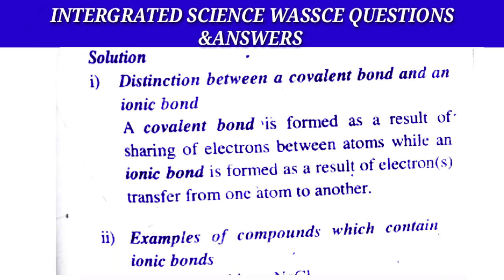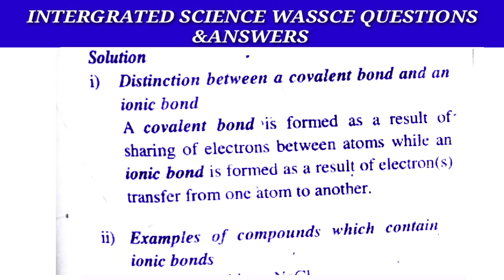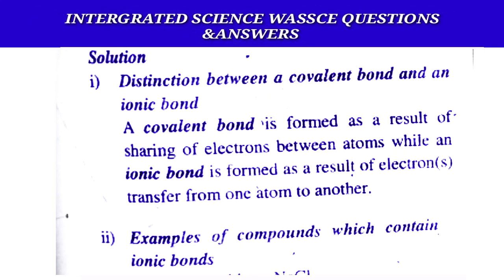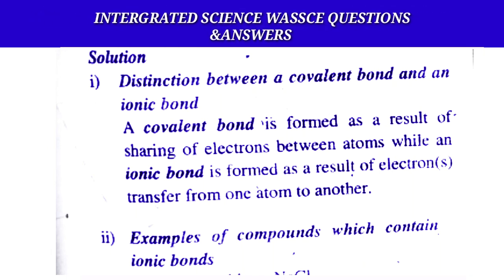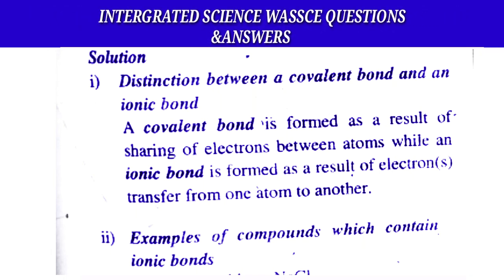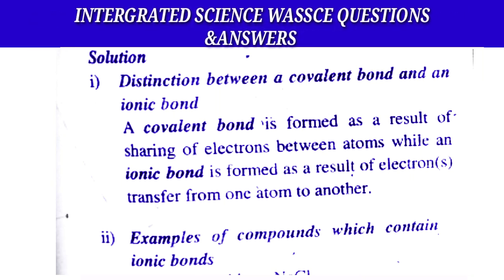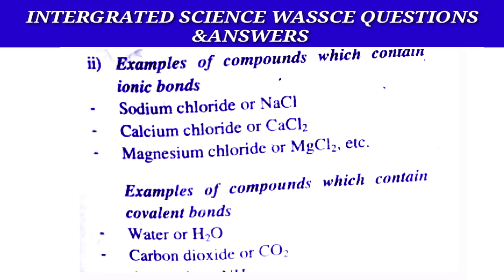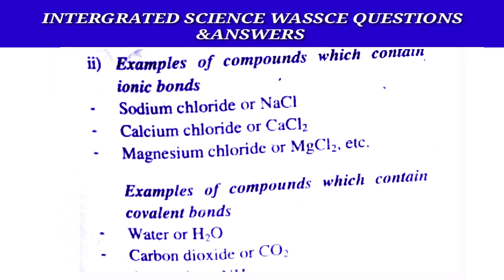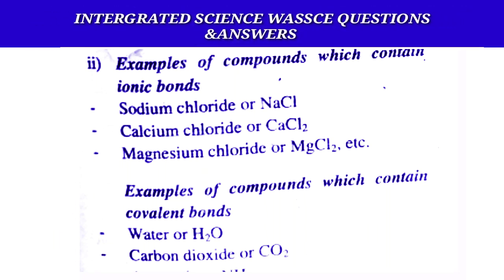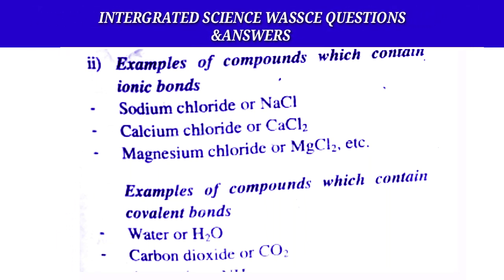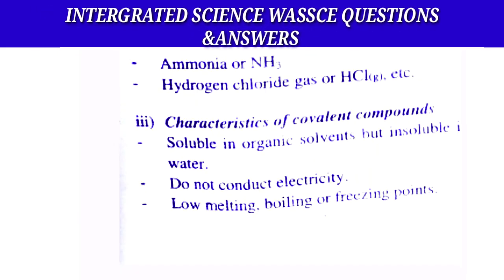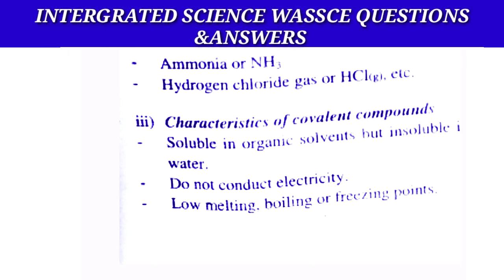Distinguish between covalent bond and ionic bond. So a covalent bond is formed as a result of sharing of electrons between atoms, while an ionic bond is formed as a result of electron transfer from one atom to another. Examples of compounds which contain ionic bonds are sodium chloride, calcium chloride, magnesium chloride. Examples of compounds which contain covalent bonds: water, H2O, carbon dioxide, CO2, ammonia, or hydrogen chloride gas.